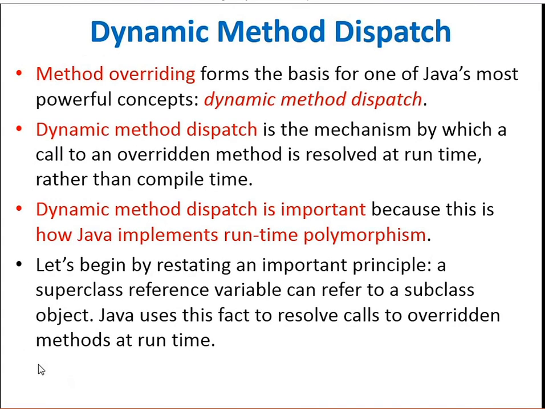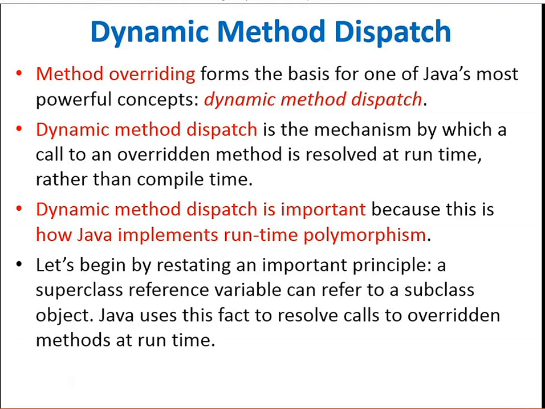What is dynamic method dispatch? Method overriding forms the basis of one of Java's most powerful concepts, dynamic method dispatch. Dynamic method dispatch is the mechanism by which a call to an overridden method is resolved at runtime rather than compile time. Or, dynamic method dispatch decides the runtime polymorphism.